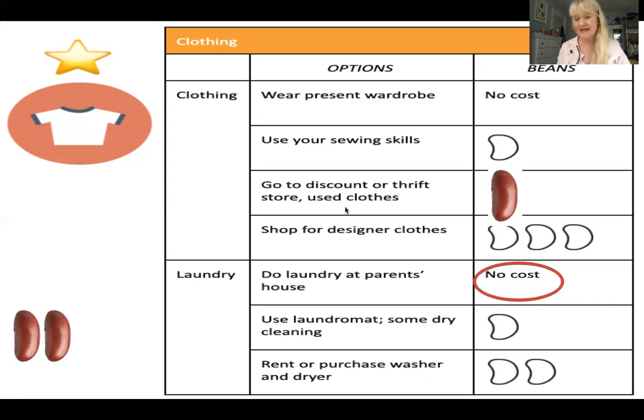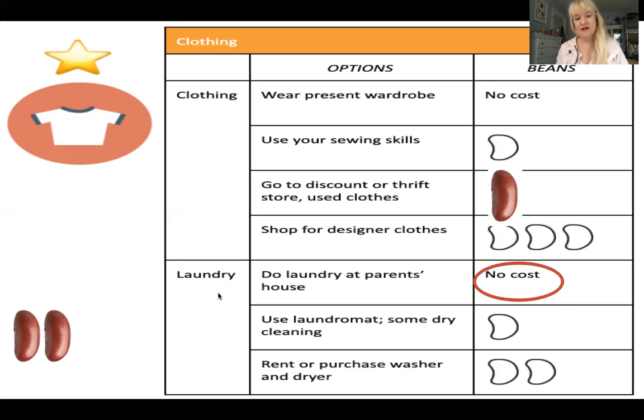I don't have to buy new clothes right now. I can just buy used clothes at the discount or thrift store. So that would be like going to Salvation Army or going to Goodwill. Or if I shop online, I could shop at ThredUp or Poshmark. So there are different ways to get used clothes that are really good, but they're not new.